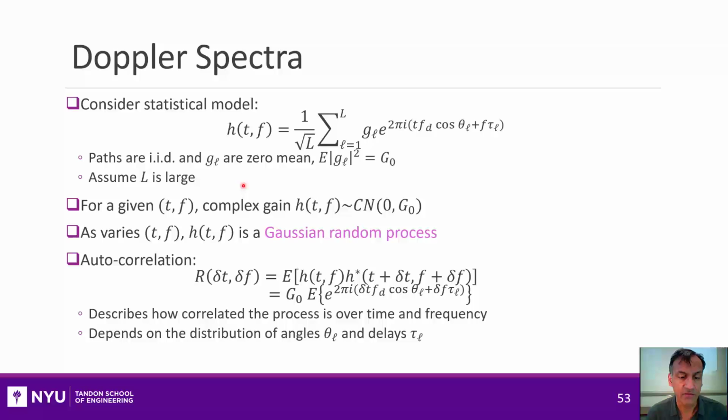Now, whenever you have a Gaussian random process, you can describe what is called its autocorrelation, which is the expectation, the correlation between one time and frequency and another time and frequency separated by delta t and delta f. In this case, this autocorrelation function can be directly computed from this expression here, and this will tell you how correlated this process is over time and frequency. This particular expectation will depend on the distributions of the angles and the distribution of the delays. We're going to walk you through some examples to see how that works out.